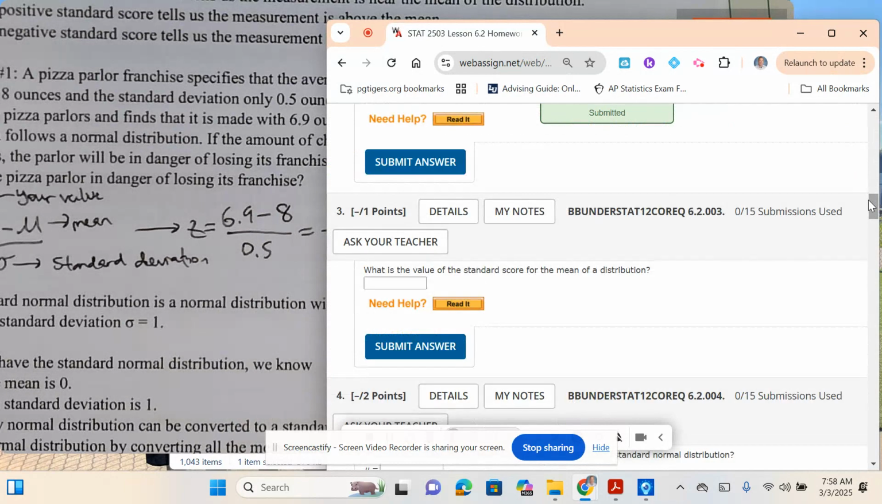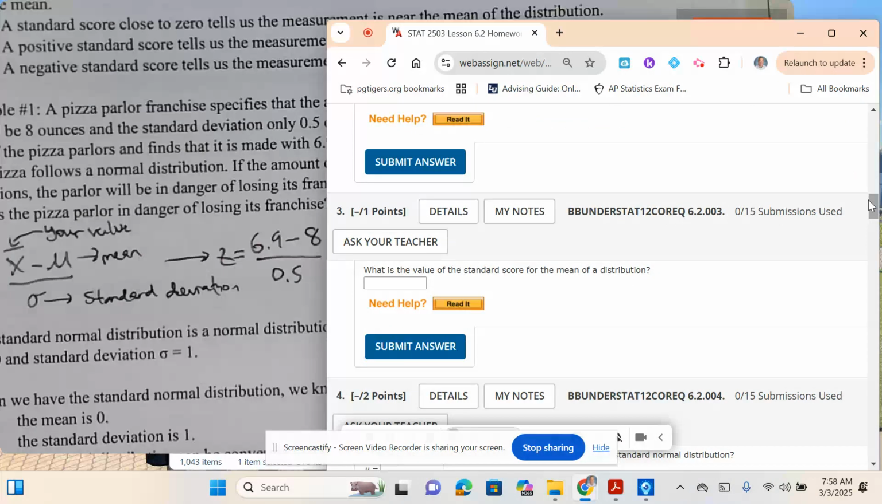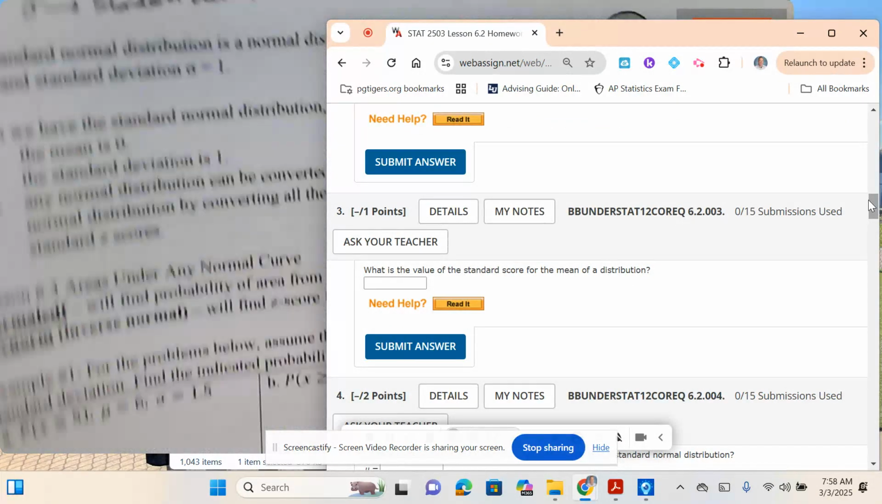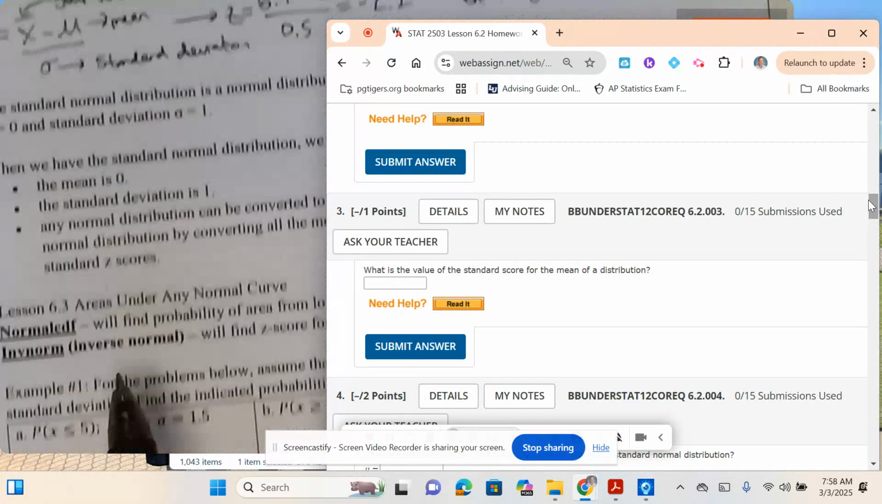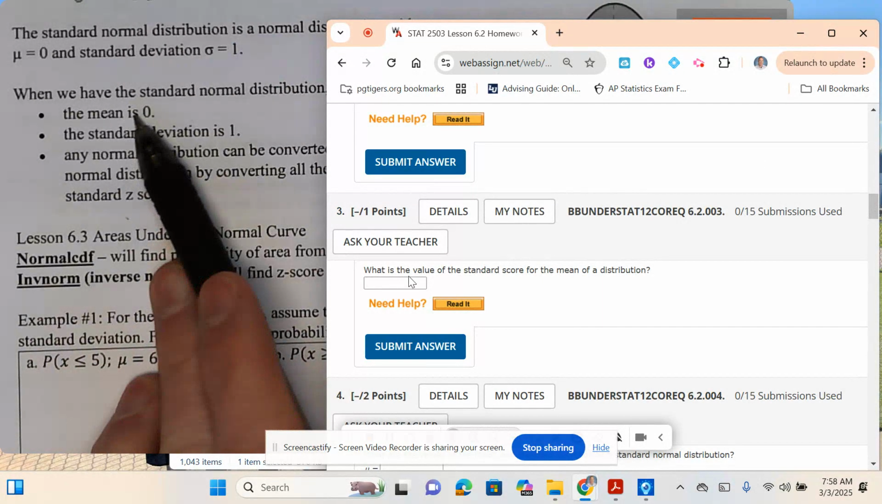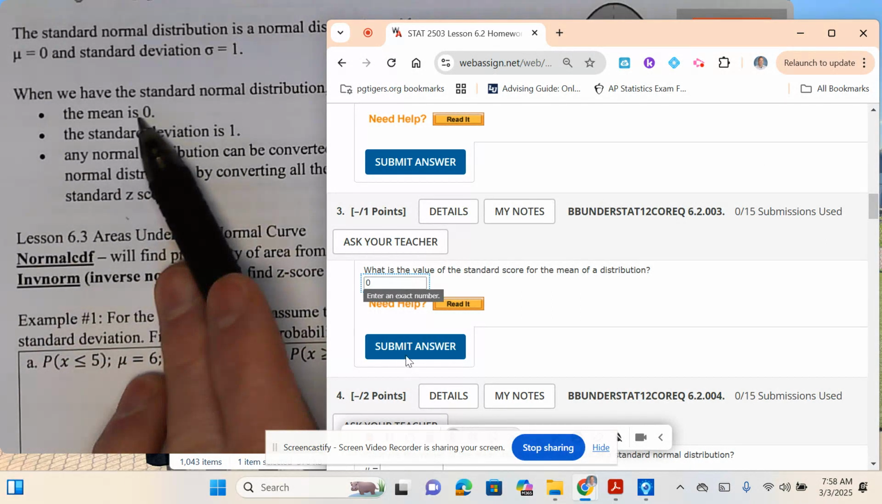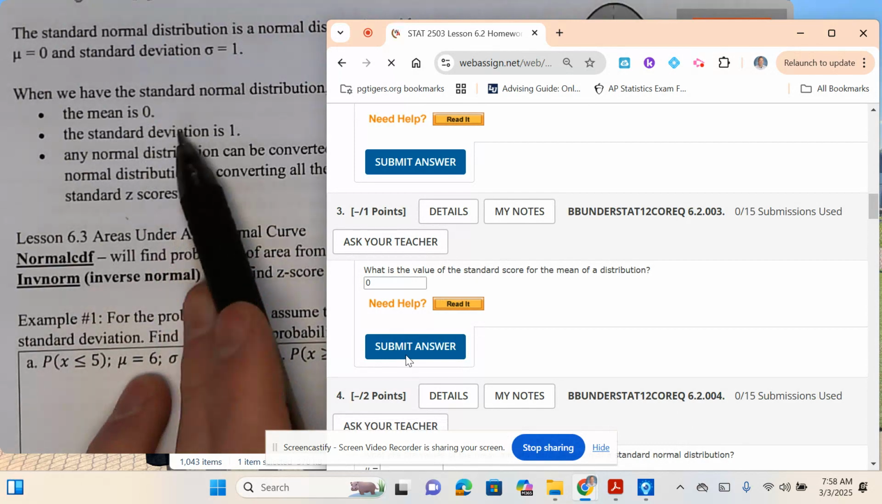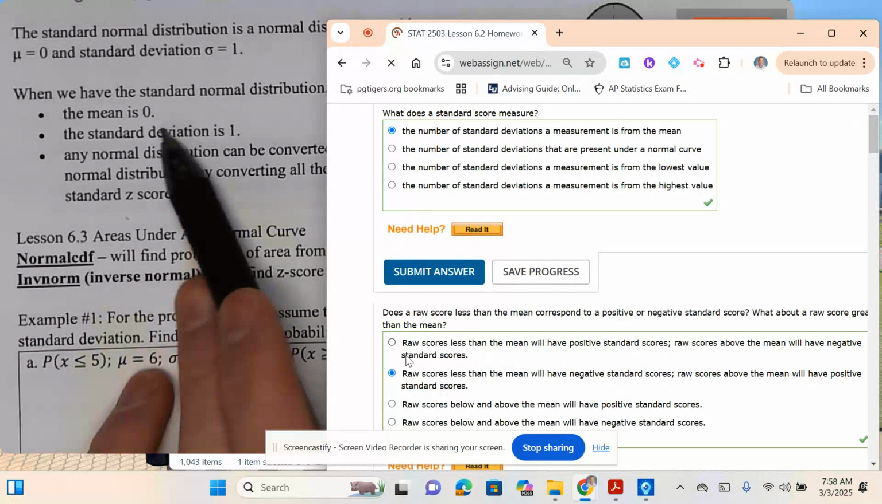Okay, 3. What is the value of the standard score of the mean of the distribution? I didn't do a good job of explaining this. This is in the notes, but I didn't go over it. The value of the standard score of the mean of the distribution is 0. Why? Because when you're at the mean, how many standard deviations are you away from the mean? 0.